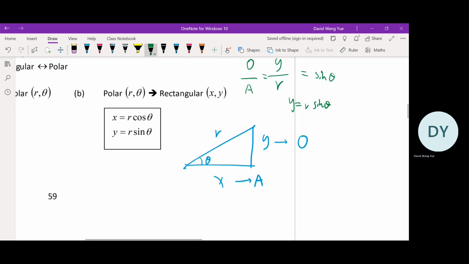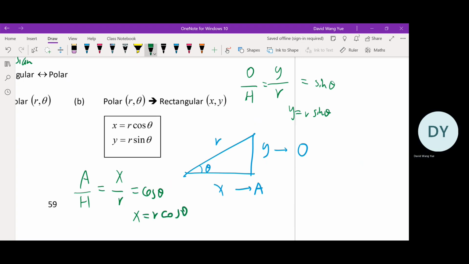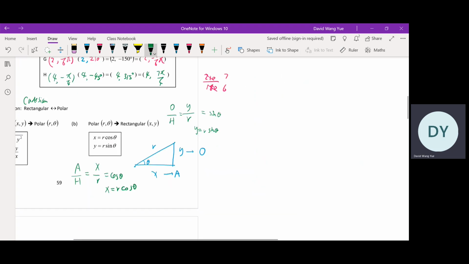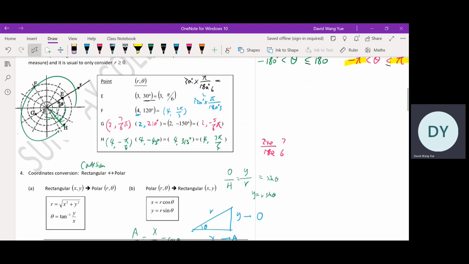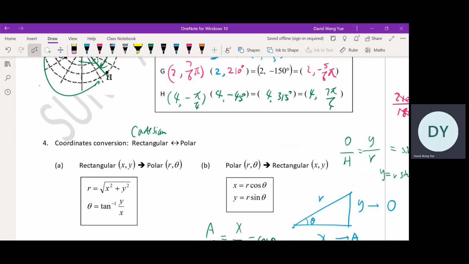And the other one is adjacent over hypotenuse, x over r. That is cosine theta. So x equals r cosine theta. Okay, so here are the main concepts about how we find the polar coordinates and how we convert Cartesian to polar and polar to Cartesian. Now let's look at some questions.